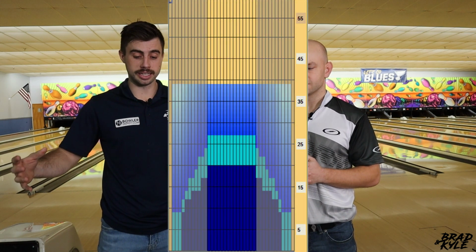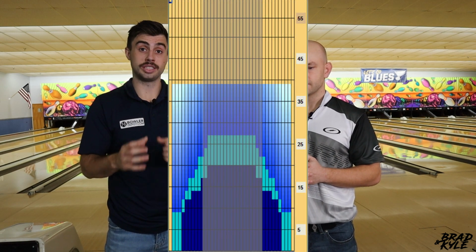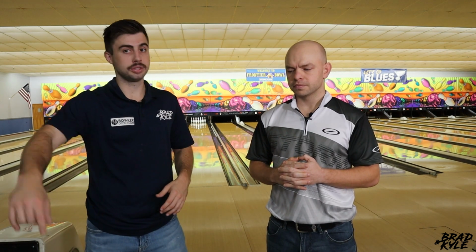On the outside part of the lanes, there's a lot of dry, and on the inside part of the lane, there's a lot of oil. It's very slick. Now, in the beginning, you can get away with a multitude of angles, and that's the purpose of the house shot. It's supposed to be easy. You can get to the pocket from a lot of different ways.